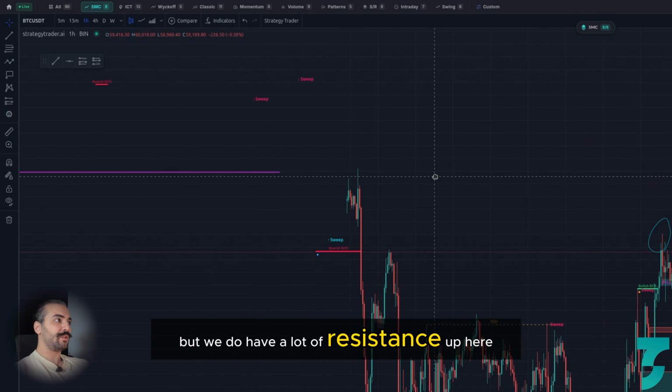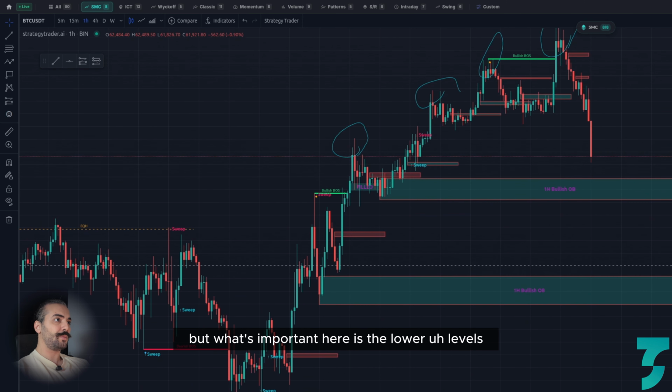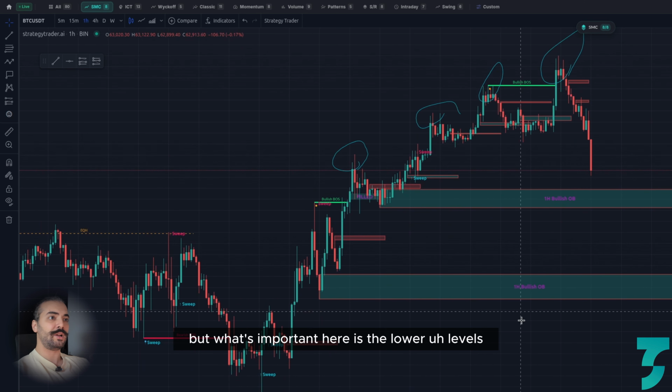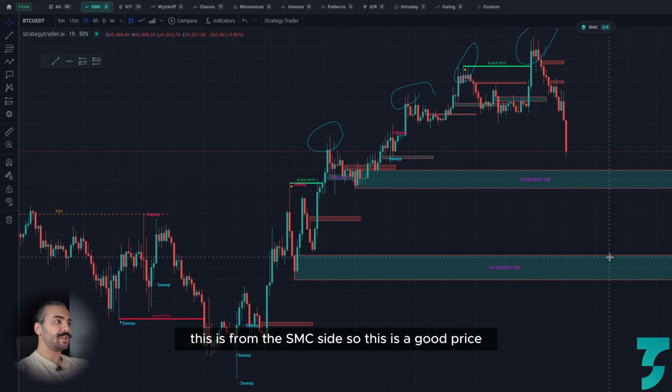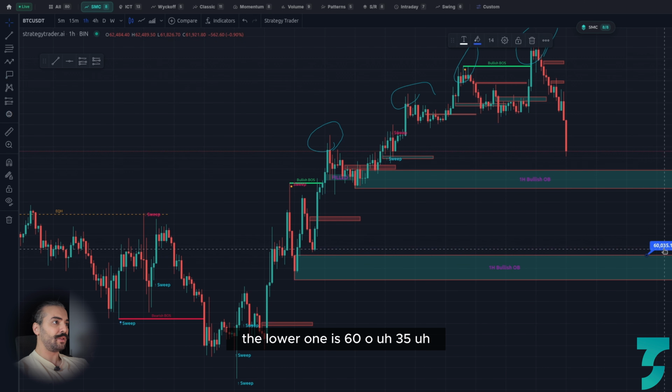and the way it actually reached all the way up to here. But we do have a lot of resistance up here, so I will go through them later. What's important here is the lower levels. This is from the SMC side. So this is a good price, and I will put my price tag again on this one, the lower one, the 60.35.